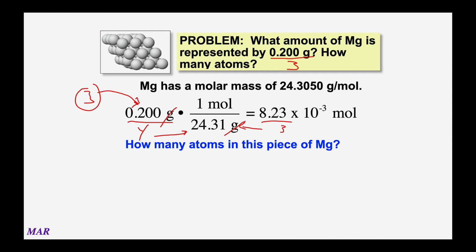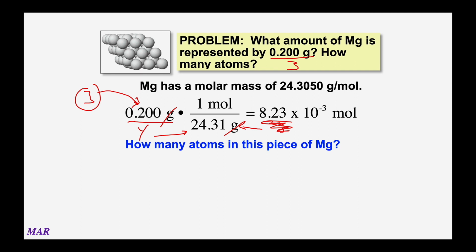Now, 8.23 times 10 to the minus 3 is not a very impressive number. I don't know what that means. It's a smallish number, but I don't know. But the next part is kind of cool. How many atoms are in this piece of magnesium?